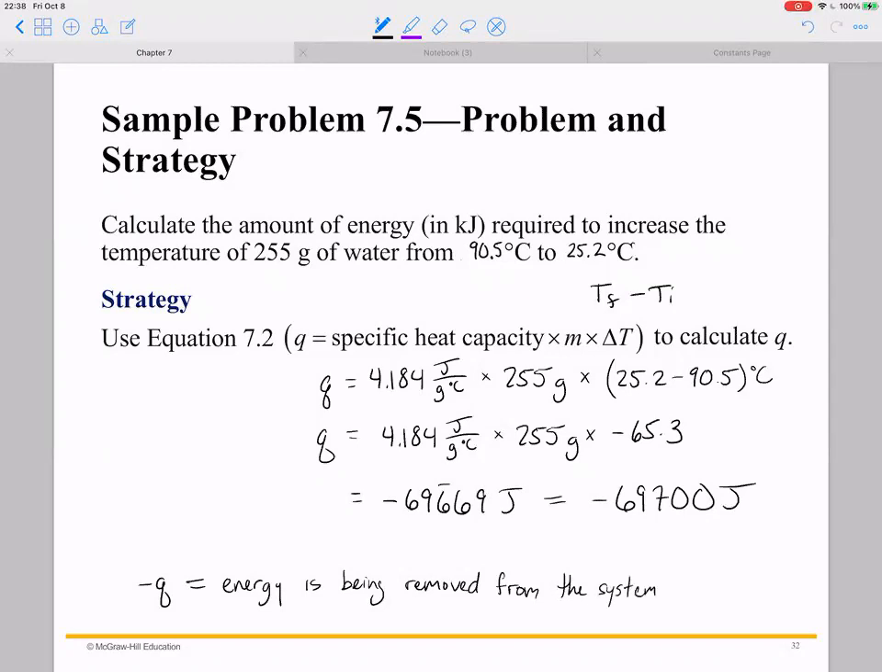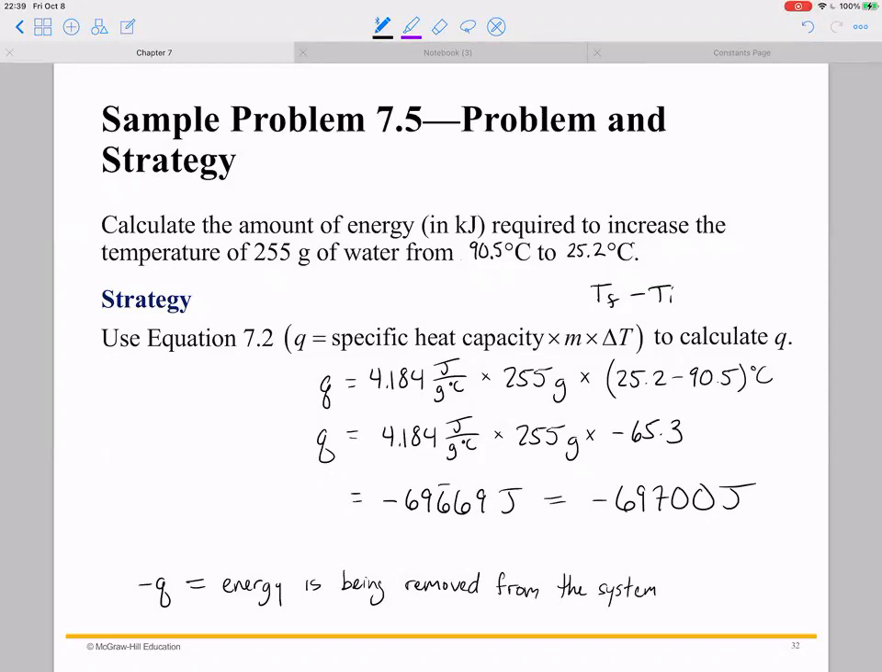All right, so the sign of Q, whether it's positive or negative, tells you about the direction in which the energy is flowing. If Q is positive, that means that energy is flowing to your substance, which is raising the temperature. If Q is negative, it's the opposite. You're removing energy from your system, which is what's dropping the temperature.